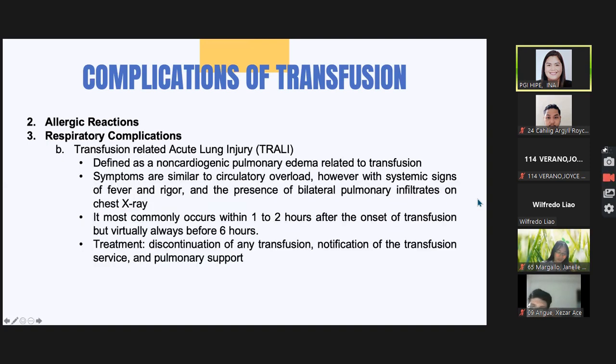Under respiratory complications, we also have transfusion-related acute lung injury or TRALI. This is defined as non-cardiogenic pulmonary edema related to transfusion. Symptoms are similar to circulatory overload, however, with systemic signs of fever and rigor and the presence of bilateral pulmonary infiltrates on chest X-ray. It most commonly occurs within 1 to 2 hours after the onset of transfusion, but virtually always before 6 hours. The treatment is, of course, discontinuation of any transfusion, notification of the transfusion service, and pulmonary support. Next one, yes, Bodo.